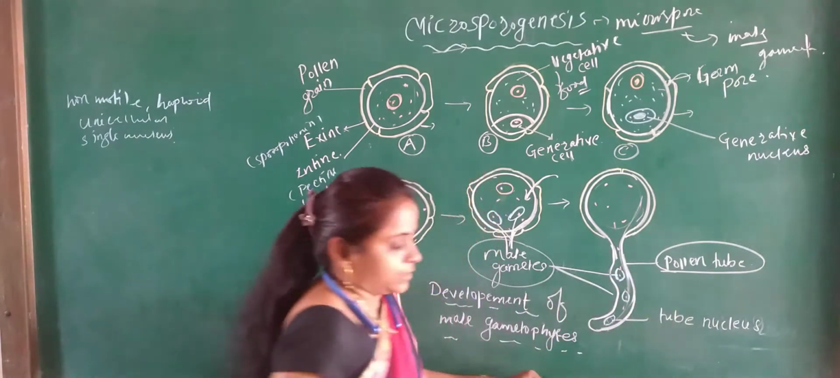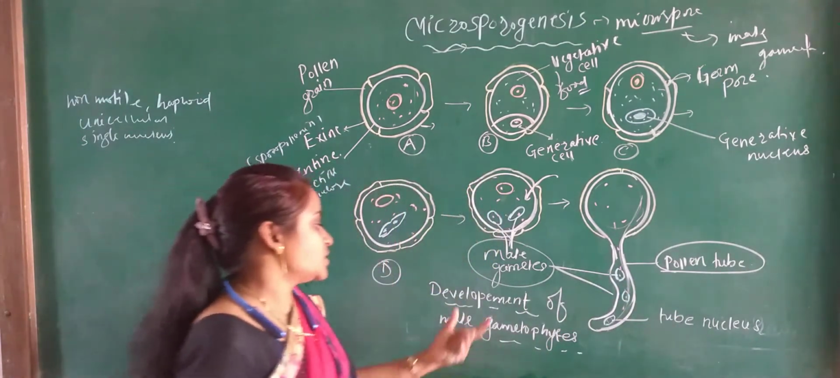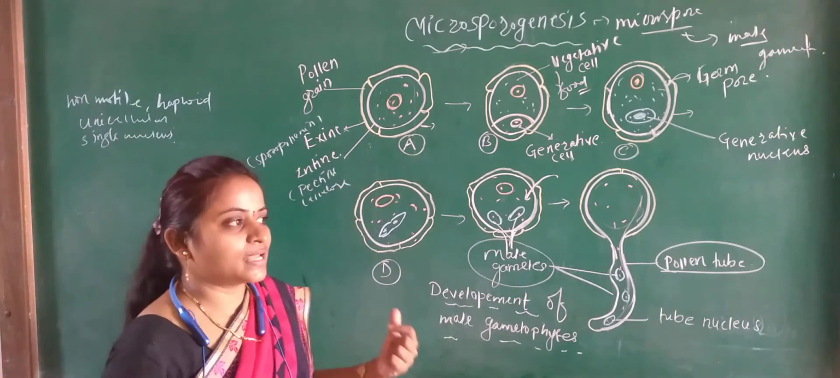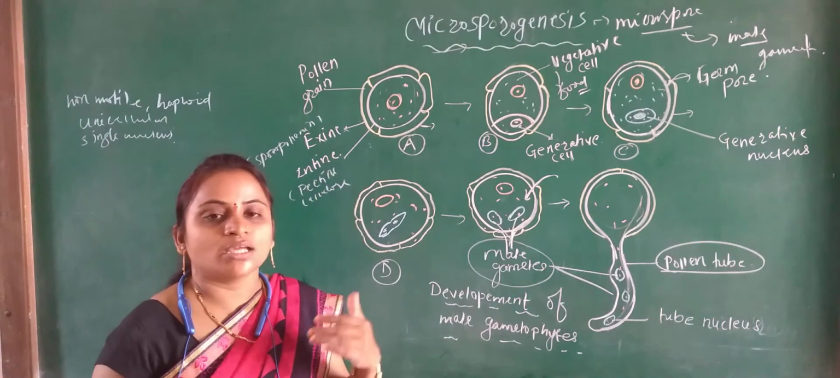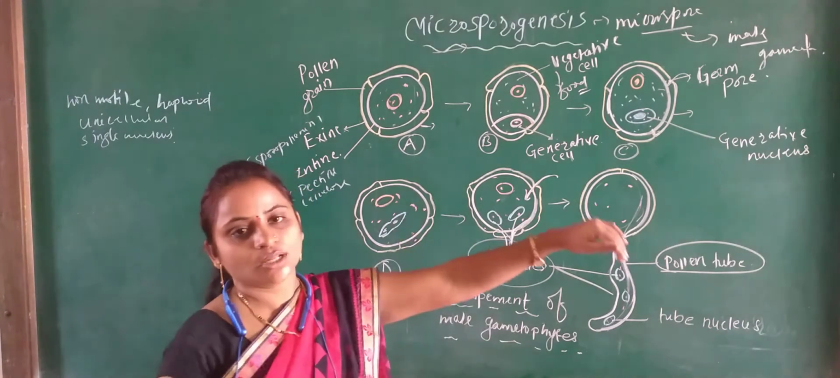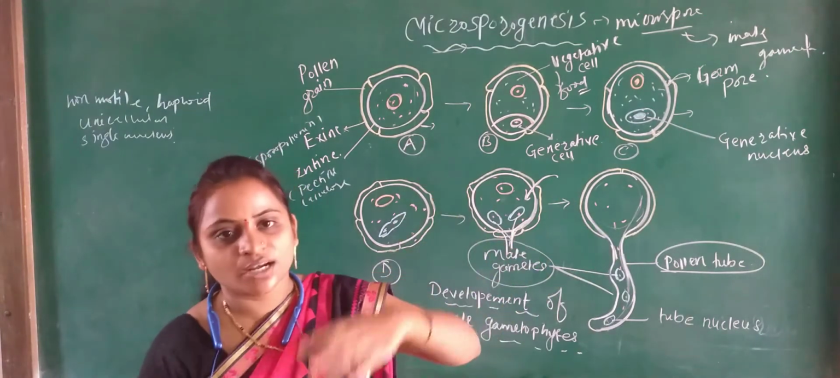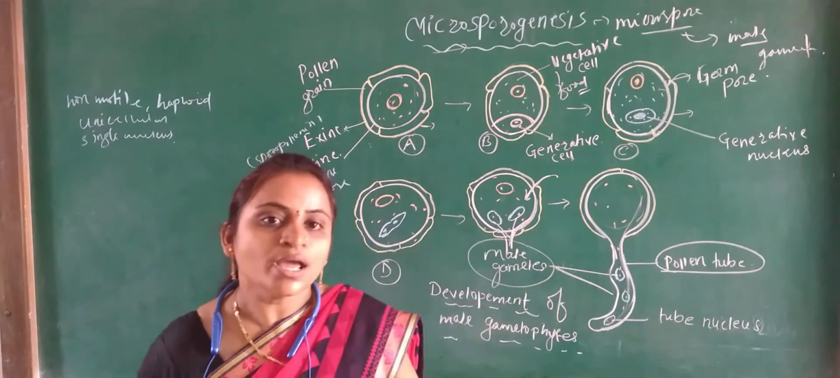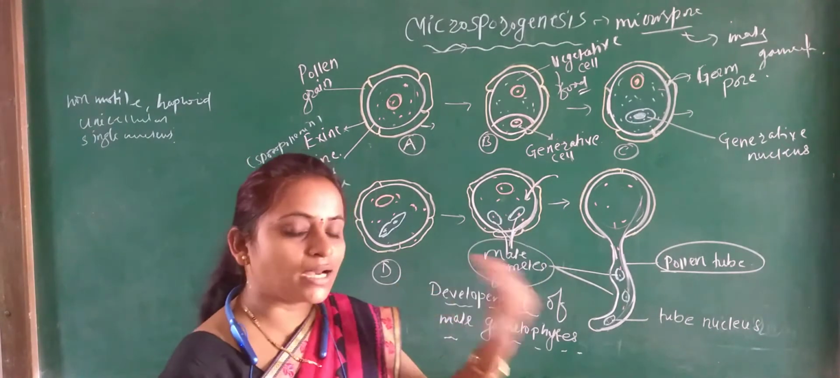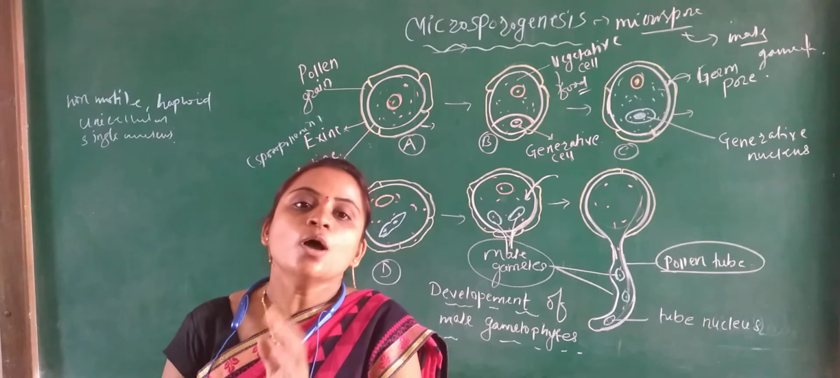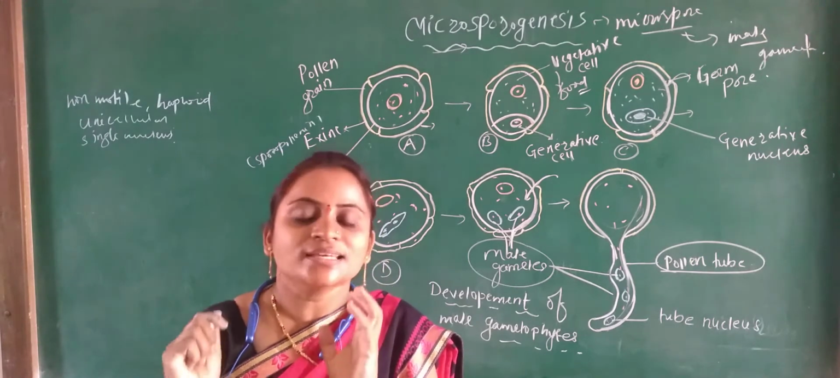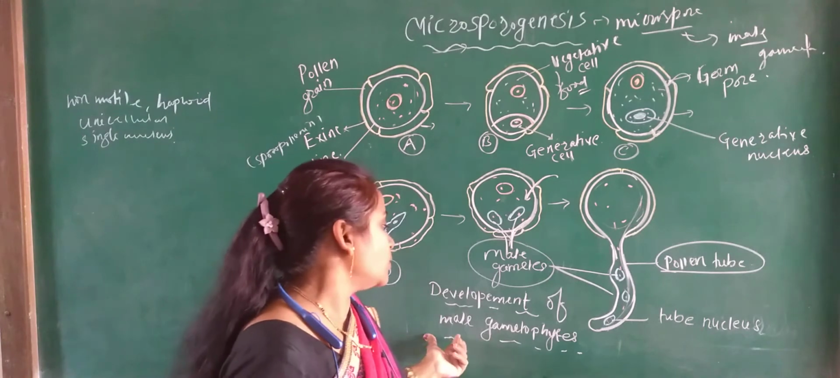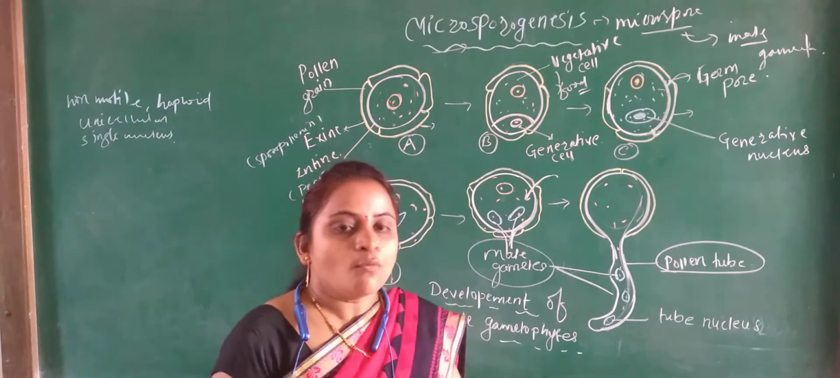Like that is the structure which is seen in the development of the male gamete. Firstly, intine and exine layers are seen. After the mitotic division, it converts into the vegetative cell and generative cell. The vegetative cell is responsible for supplying the food and the generative cell is responsible for the formation of the male gamete. It is one of the important things in the development of the male gametophyte.